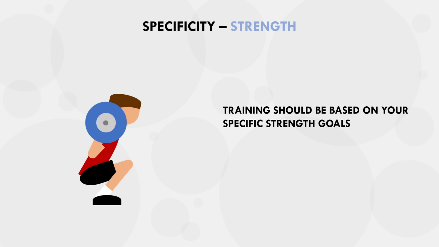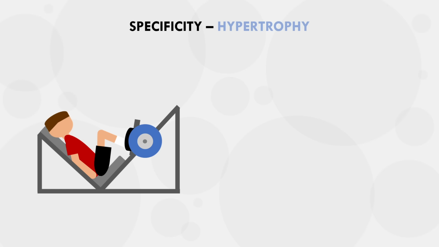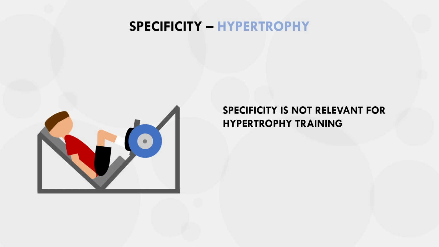So for exercise selection, we obviously want to implement the actual exercises that we want to get stronger at. If we don't perform these exercises, we won't develop the specific neural and technical efficiency adaptations that are required to maximize strength. Of course, the entire training program isn't going to include only specific exercises, because we will also have other accessory lifts in the training plan which may have a different goal. This brings us to hypertrophy training. The principle of specificity doesn't really apply to hypertrophy training in the same way as it does for strength.